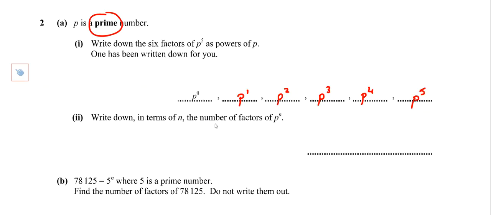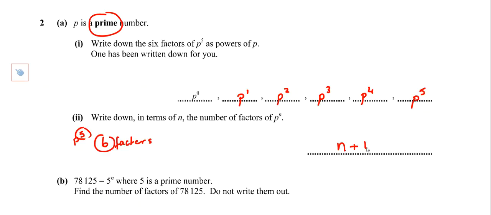Write down in terms of n the number of factors of p to the power of n. So if it's p to the power of 5 has 6 factors, what do you think? Minus 1? It's plus. Plus 1, no? Because if it's p to the power of 5 has 6 factors, it's 5 plus 1. So 5 and 6, so if it's p to the power of n, we've got n plus 1 factors, we think. So if n is 5, 6 factors. If it's p to the power of 8, it has how many factors?